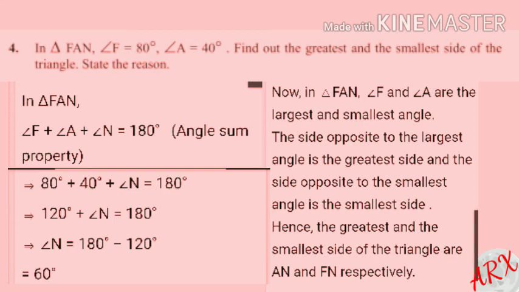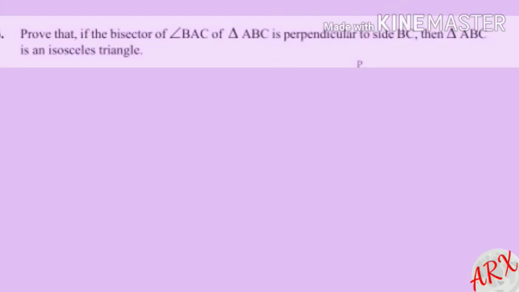Now, side AN is opposite to angle F. Therefore, side AN is the greatest side. And angle A is the smallest angle and side FN is opposite to angle A. Therefore, side FN is the smallest side. Now we will move on to question number 6.